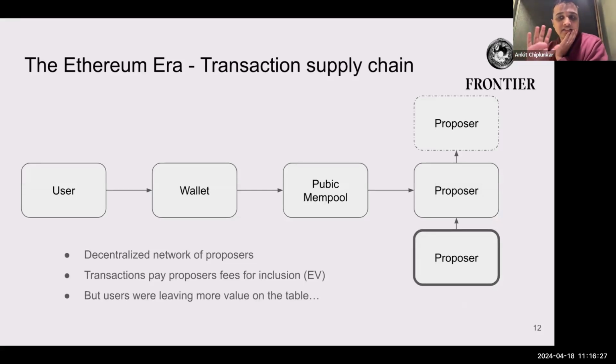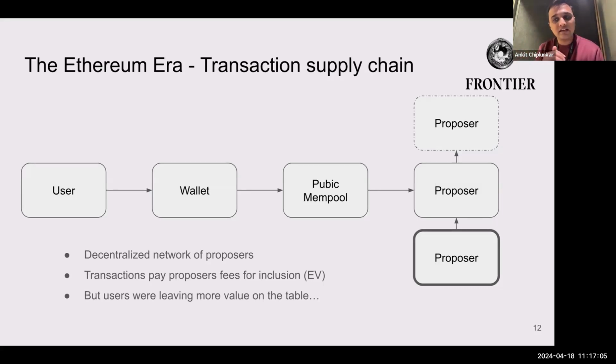But the transaction supply chain at Ethereum was very much similar. So the supply chain between Ethereum and Bitcoin did not change at all. Even though there was this unlock of encodability, the way transactions were moving from the user did not change at all. Users are generating transactions. They're sending them to the public mempool, and then the proposer was selecting transactions based on some algorithm. In the initial days, it was just the highest fees that I'm getting.